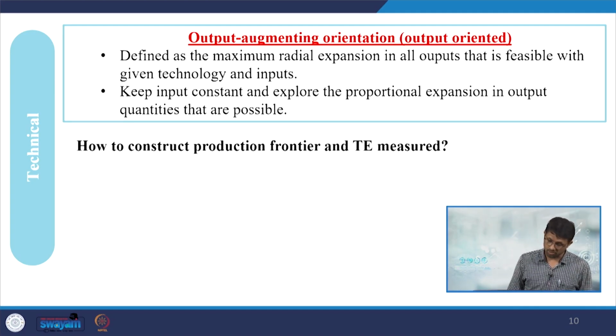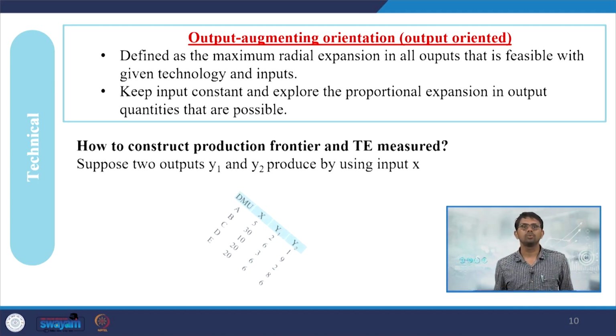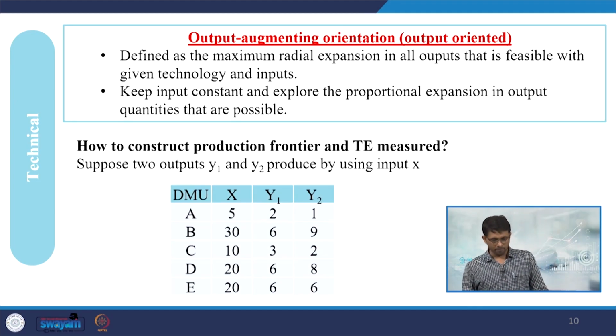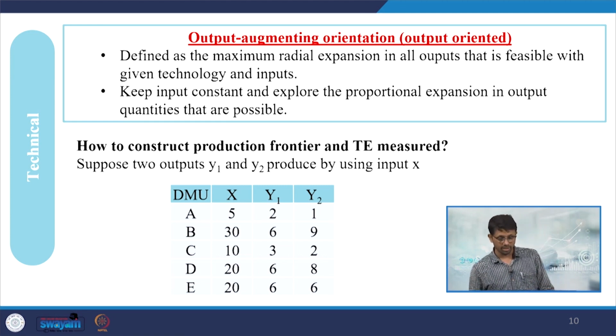And how to construct the production frontier and technical efficiency? In this case we have to take the combination of y1 and y2 with a given level of input. Here you can just mark the difference that x is no more considered to be constant. Now that can be variable as well. However, we can still find out the output augmenting technically efficient DMU.